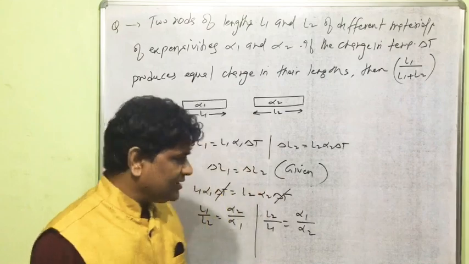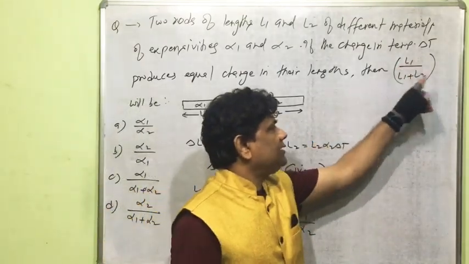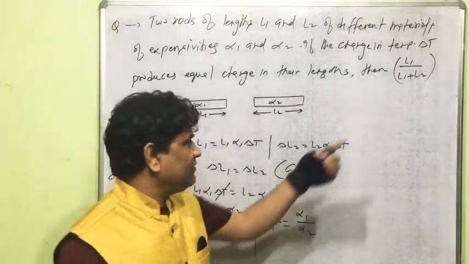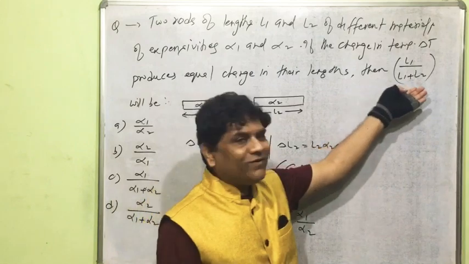But it should be clear here, it is not asking L2 by L1. What is it asking? L1 by L1 plus L2. So how do we convert this relation into the required relation?